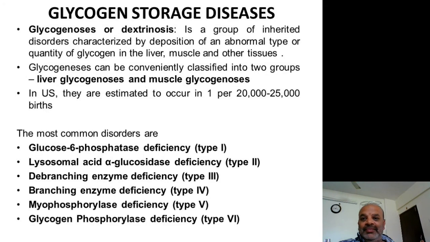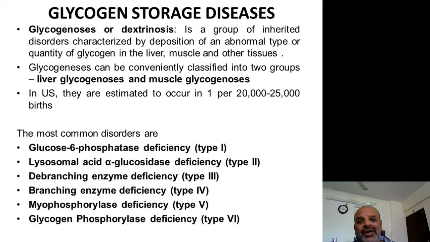If you look at glycogen storage disease, also known as glycogenosis or dextrinosis, basically it is a group of inherited disorders which is characterized by deposition of abnormal type or quantity of glycogen in liver, muscle, and other tissues. Conveniently, you can classify glycogen storage disease under two categories, that is, the liver glycogen storage disease and the muscle glycogen storage disease. As you see, the name itself suggests the organ that is getting affected here, whether it is stored in liver or whether it is stored in the muscles.